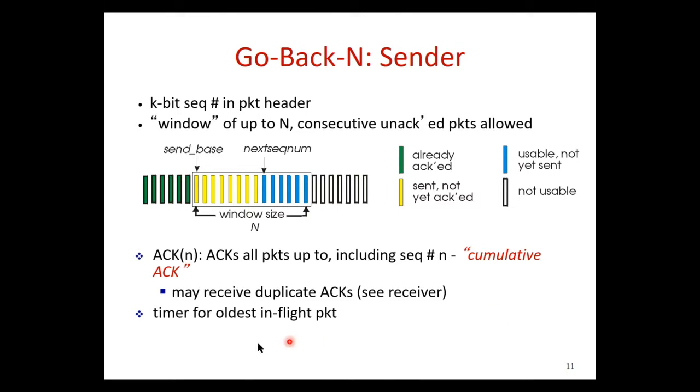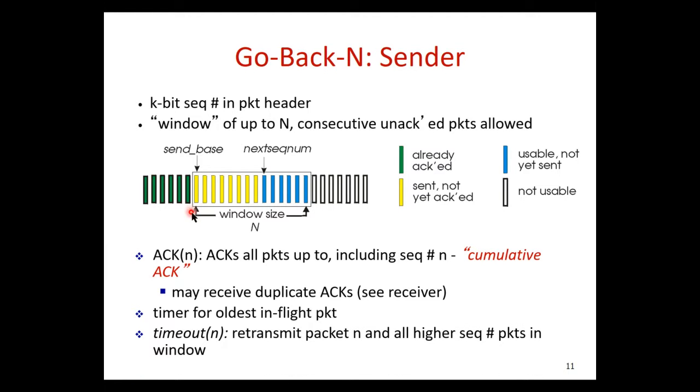I said earlier, the sender maintains only one timer for the oldest in-flight packet, which in this case is the packet with this sequence number. This is the oldest one waiting for an ACK. So there's a timer associated with this one. And when the timer expires, the sender will retransmit all the yellow packets, all the ones that are waiting for an ACK.